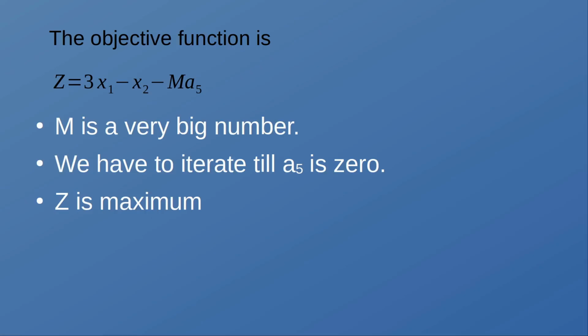We have to iterate in the simplex method in such a fashion so that A5 is 0. And when A5 becomes 0 and x1 and x2 reach their optimal values, we get Z as the maximum value, or Z is the maxima at that point.